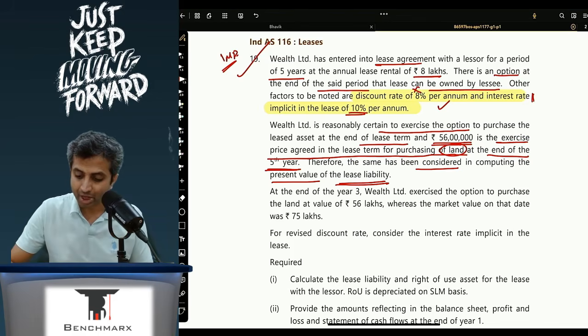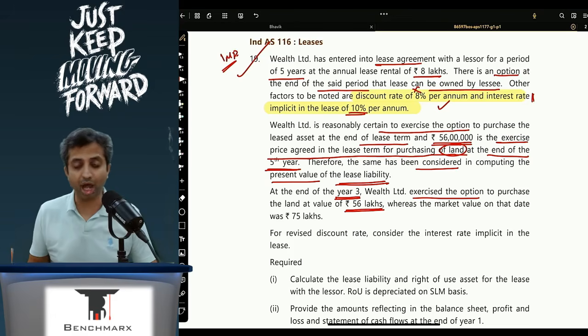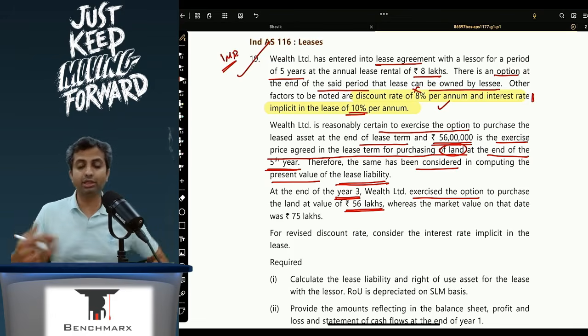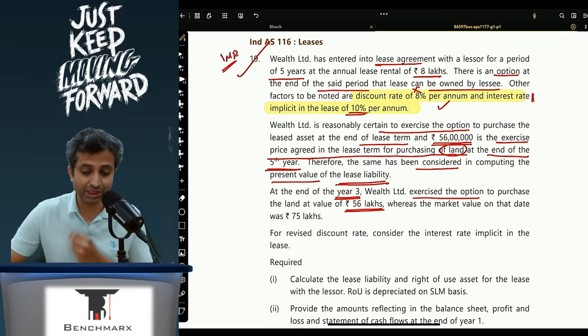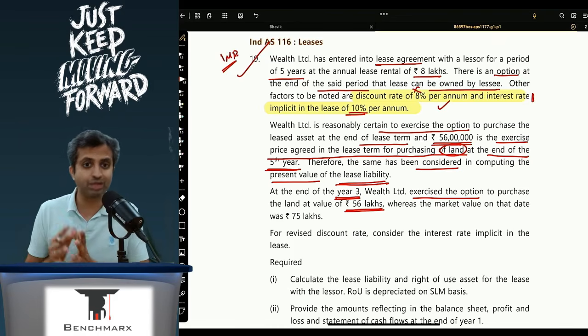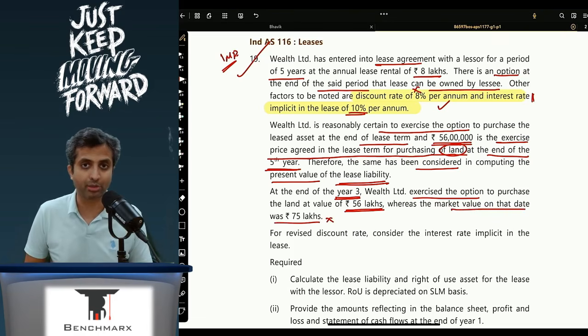That is correct. At the end of year 3, however, wealth exercised the option to purchase the land at a value of 56 lakhs. Now, this option was actually there at the 5th year. However, maybe you exercised it in the 3rd year, and hence there may be a remeasurement or a modification in the lease. So over here, there may be an adjustment pertaining to the purchase option being exercised. Whereas the market value on that date is 75 lakhs, it does not really matter what the market value is.